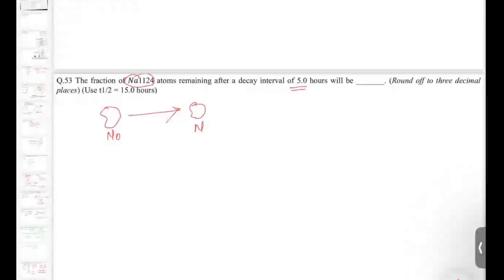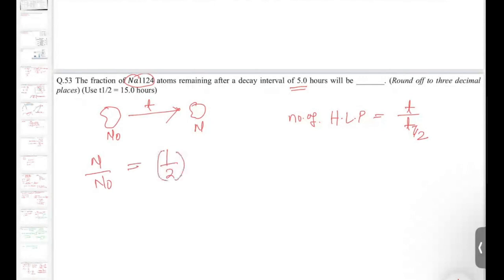After some time, the remaining part of sodium, if I take it as N, and this is the time taken as T. The number of half-life periods for this T to occur should be T by T half. And if you want to find the ratio between N and the initial part, which is asked here as the fractional value, it should be N by N0 is equal to half to the power n. What is n? n is the number of half-life periods.